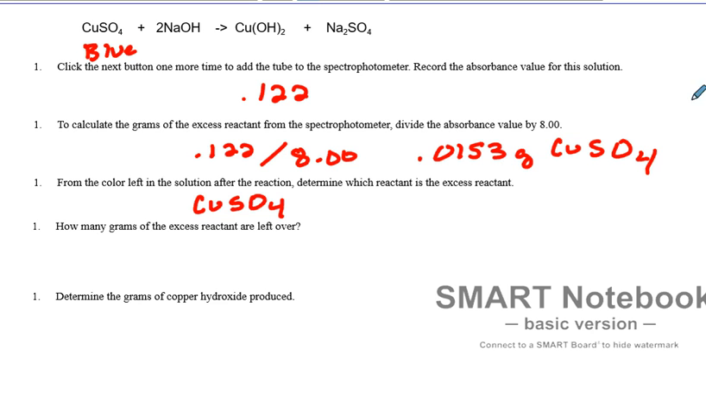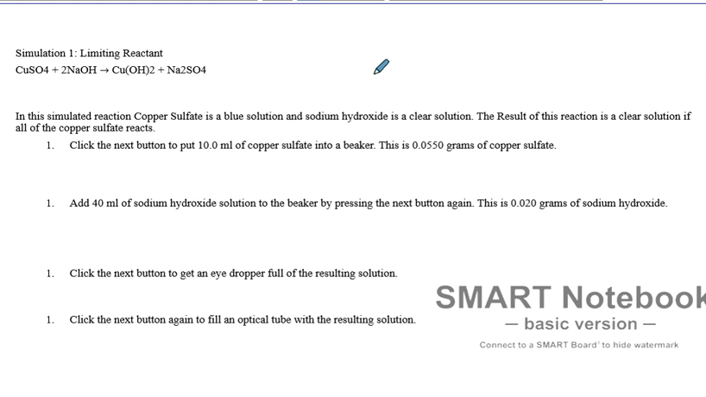Okay, now from our beginning data sheet, it does tell us the amount of copper sulfate that we're starting with, and that's 0.055 grams of copper sulfate. And it tells us sodium hydroxide is 0.020 grams of sodium hydroxide. So we now know that this one is the limiter. The solution is not clear afterwards. It's still got a little blue tinge to it. So we know that the copper sulfate is in excess, and we want to find out how much of that is excess.